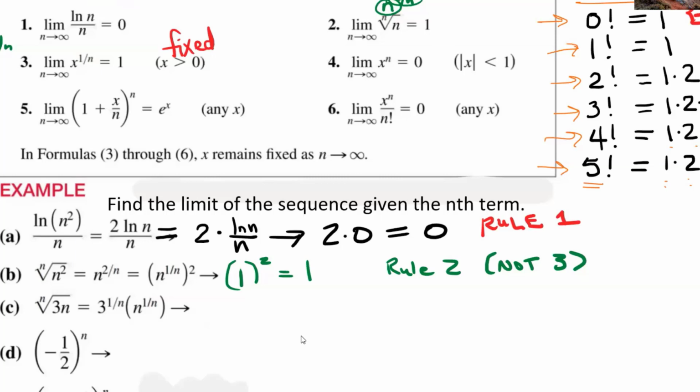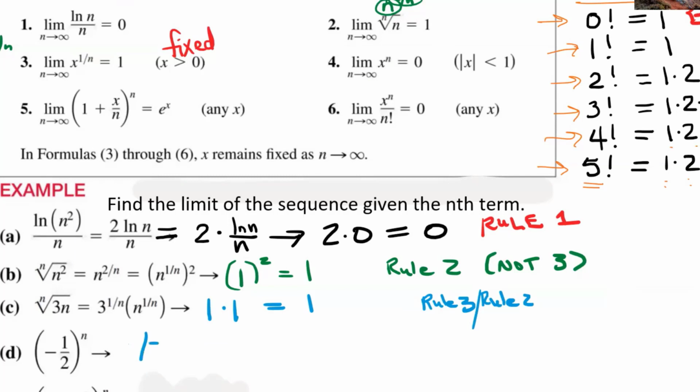So then the 3 to the 1 over n is approaching 1. That's rule 3. And the n to the 1 over n is approaching 1. That's rule 2. So we get 1 times 1 is 1. How about part D? We want to know what negative 1/2 to the n power is converging to. Which rule or rules could we use?